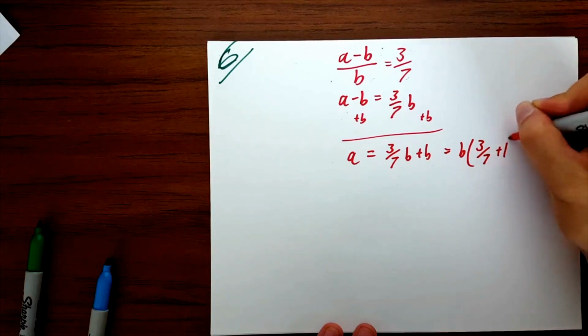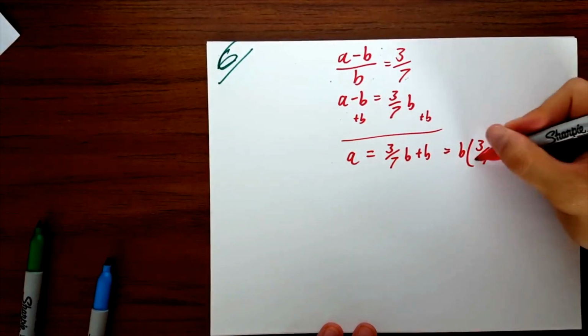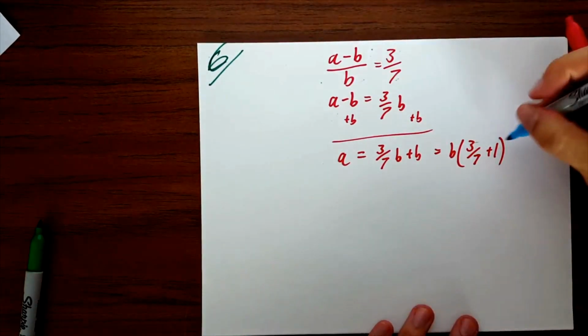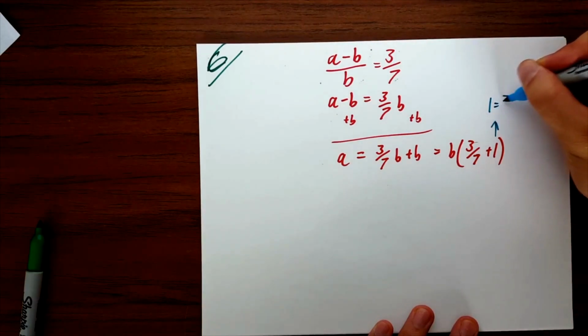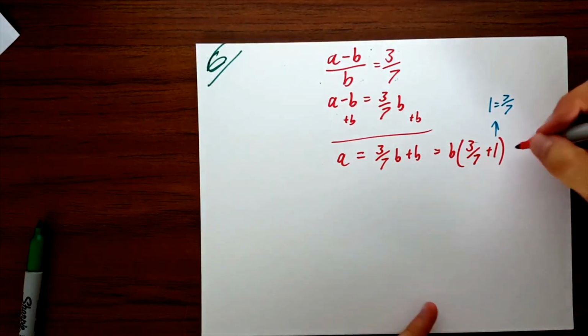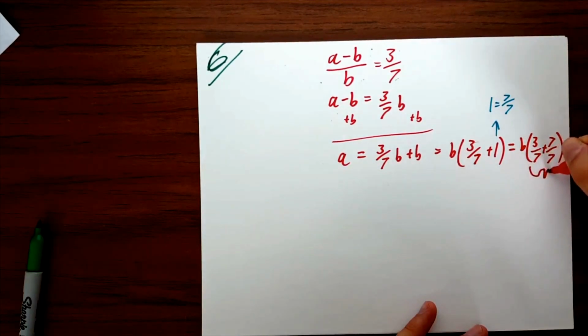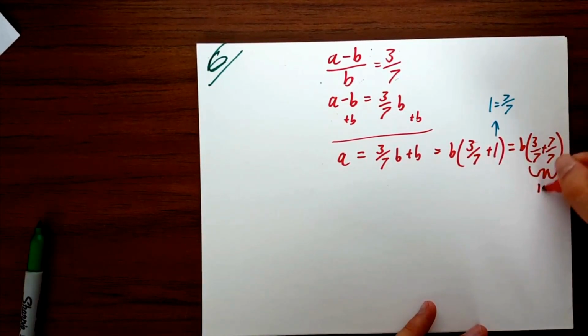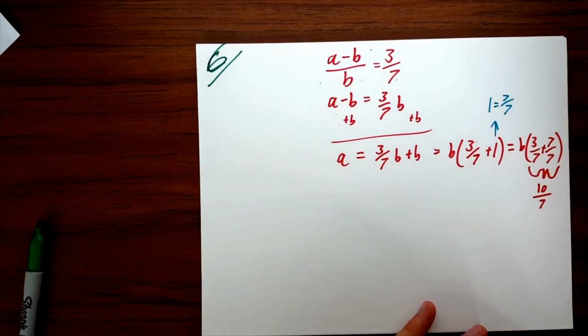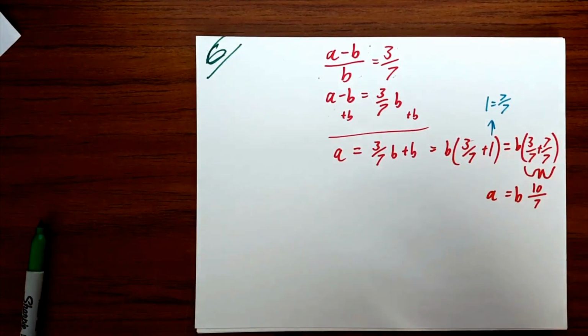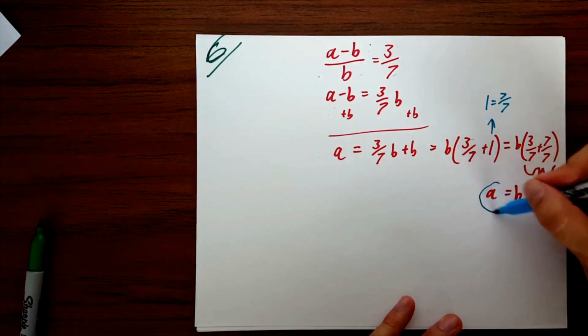So we're going to have 3/7 plus 1. We can simplify this term because another way to write 1 is 7/7. So we're going to have b times 3 divided by 7 plus 7 divided by 7, and this is going to be 3 plus 7 is 10, and you don't add the denominator. So this equals a. That's just something that we know going forward.